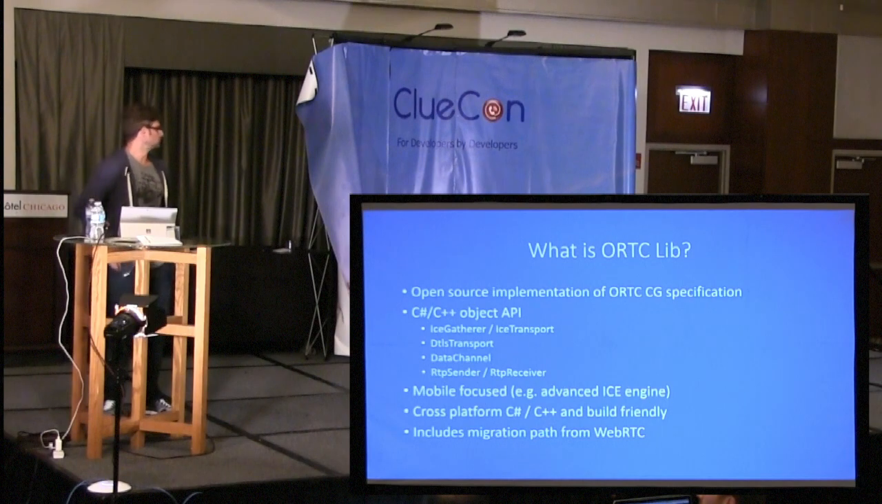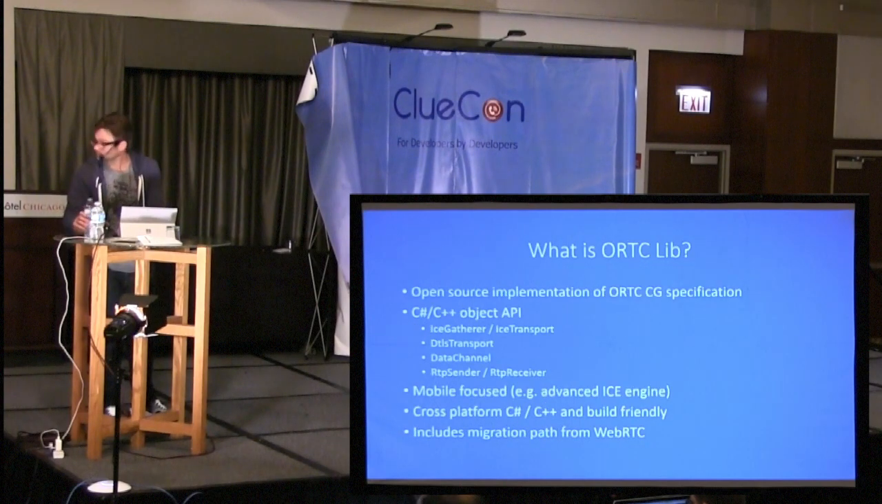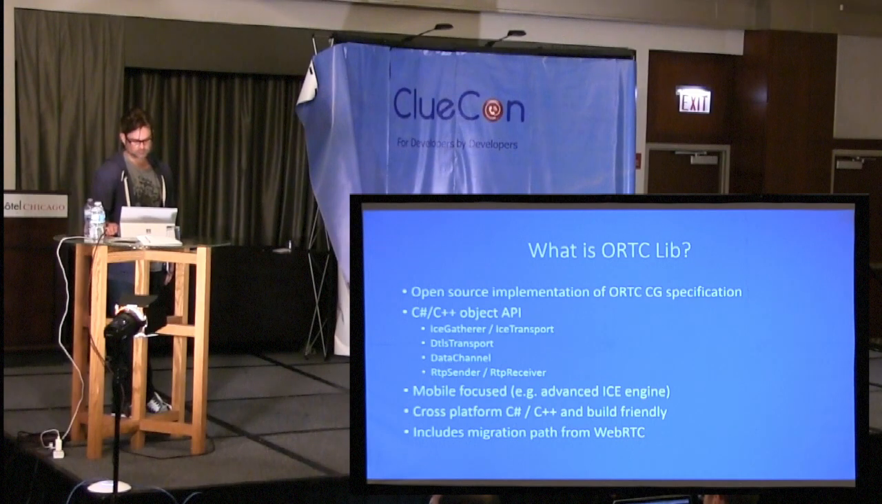Okay, so my name is Robin Raymond, and I'm the lead contributor to a project called ORTC Lib. And so I'm going to walk you through a little bit of what that is all about. So next slide is what is ORTC Lib. It's an open source implementation of the ORTC community group specification. It is not just a demo, it's a full-on usable implementation that you can integrate into your projects. It does have a C# and C++ object API interface with all the standard ORTC objects that you may or may not be familiar with yet.